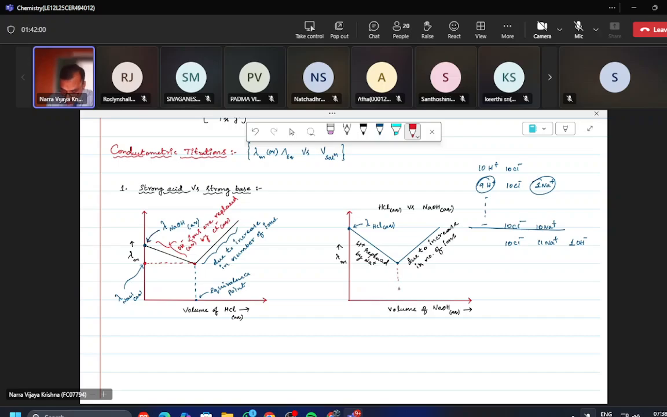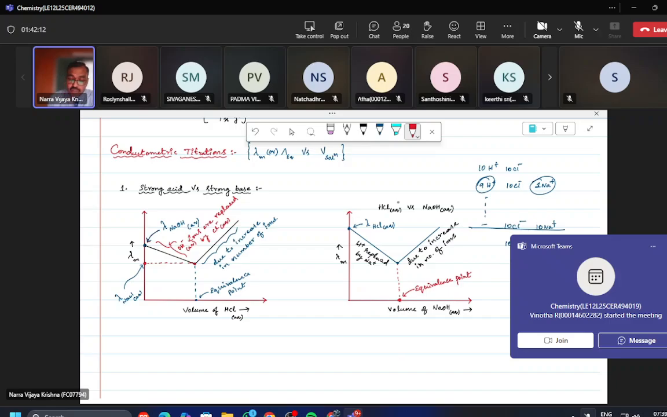And what about this point? Equivalence point, where milliequivalents of HCl equal milliequivalents of NaOH. What about this point? What is this point? Of NaCl. Correct, sir? Say something. Correct or not? This is during titration of strong acid versus strong base.